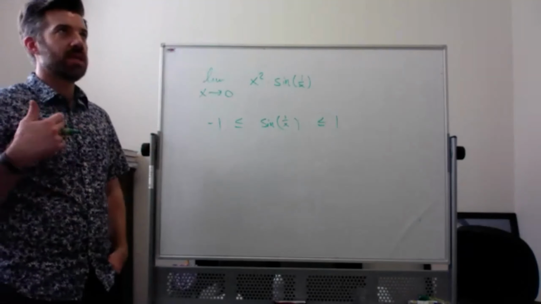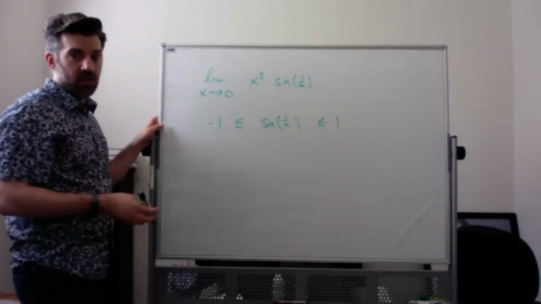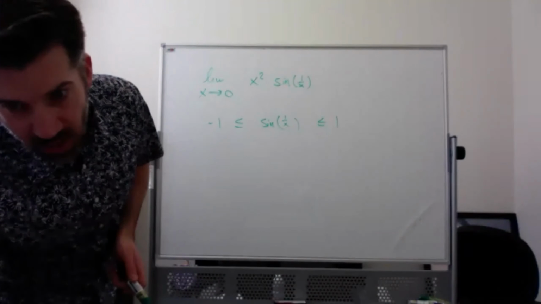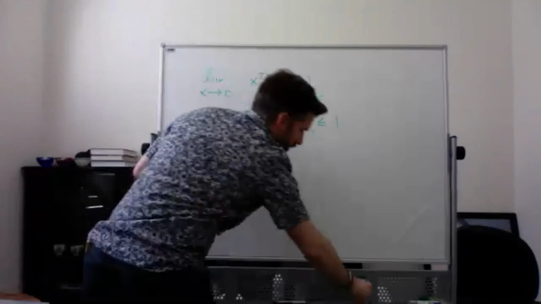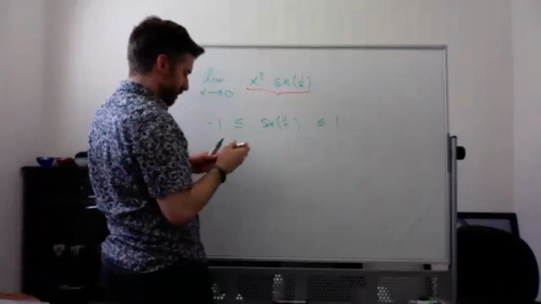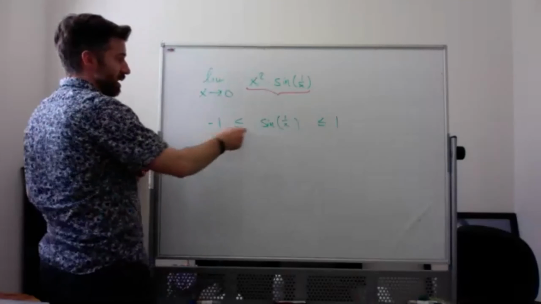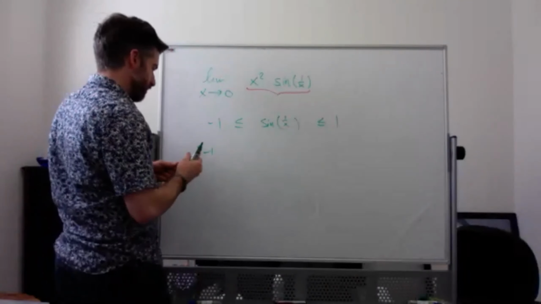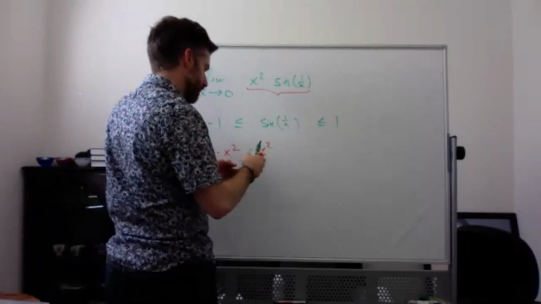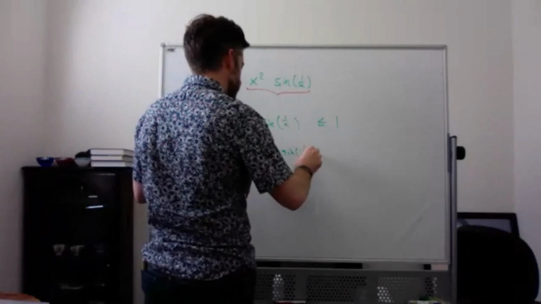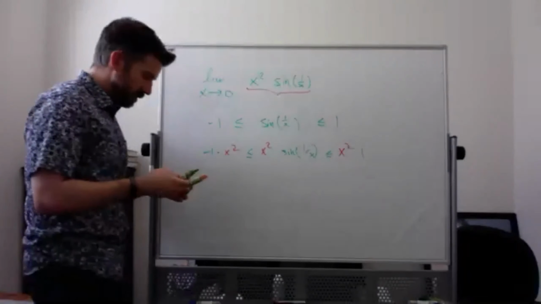Now here are the key steps. After you've said your sine or cosine is between 1 and -1, you want to multiply every side of this compound inequality so that you get what you have here in the middle. Here, I have x squared times sine of 1 over x, and I would like to have that. So I'm going to multiply everything times x squared. That's the key step there.